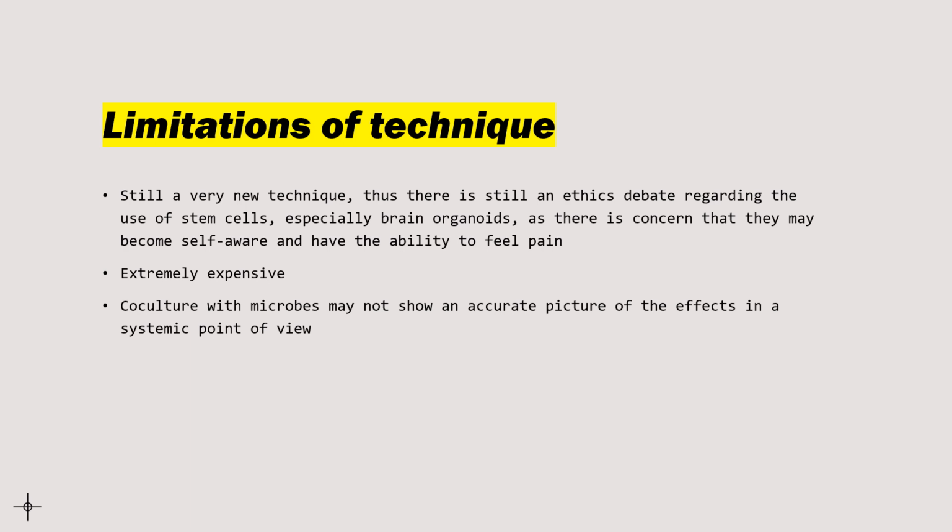However, there are some pretty big limitations of this technique. This is a very new technique, and since we are dealing with stem cells here, there is an ethics debate. The main ethics debate, and the one I found the most interesting, was regarding the use of brain organoids. The fear is that they will become so specialized that they will be able to become self-aware and the brain organoids will actually have the ability to feel pain. Now, this hasn't happened yet, but this is a possibility in the future that we have to be aware of. And so that ethical side is definitely a limitation.